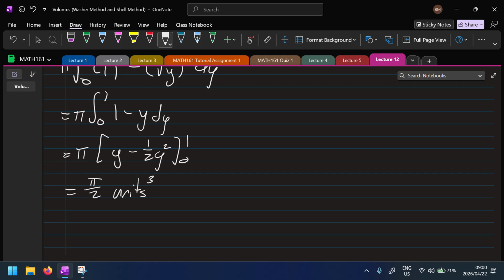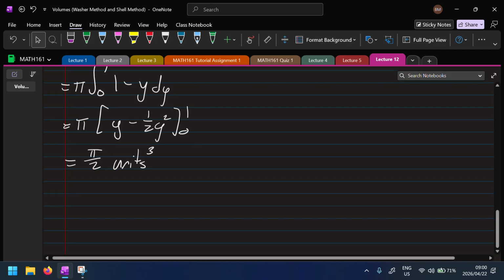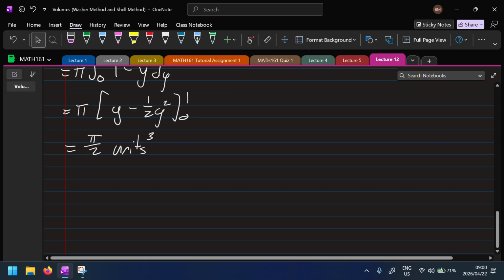Everyone clear with this one? So we had rotation around the x-axis, so the radius will be the y value. Rotation around the y-axis, so the radius will be the x value. Any confusion before we carry on?